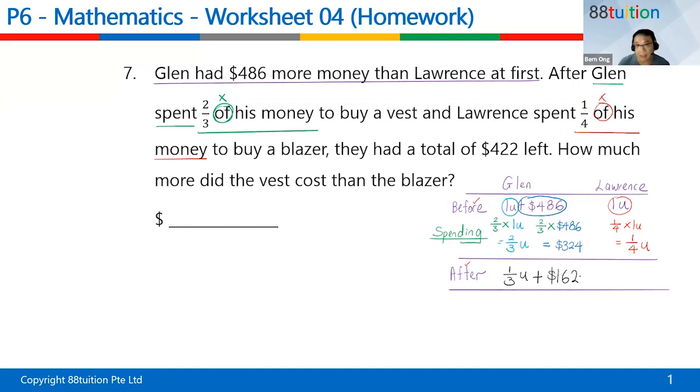And let's take a look at Lawrence's story. Lawrence started off with 1 unit. He spent 1/4 unit. He's left with 3/4 unit. Are you still with me?